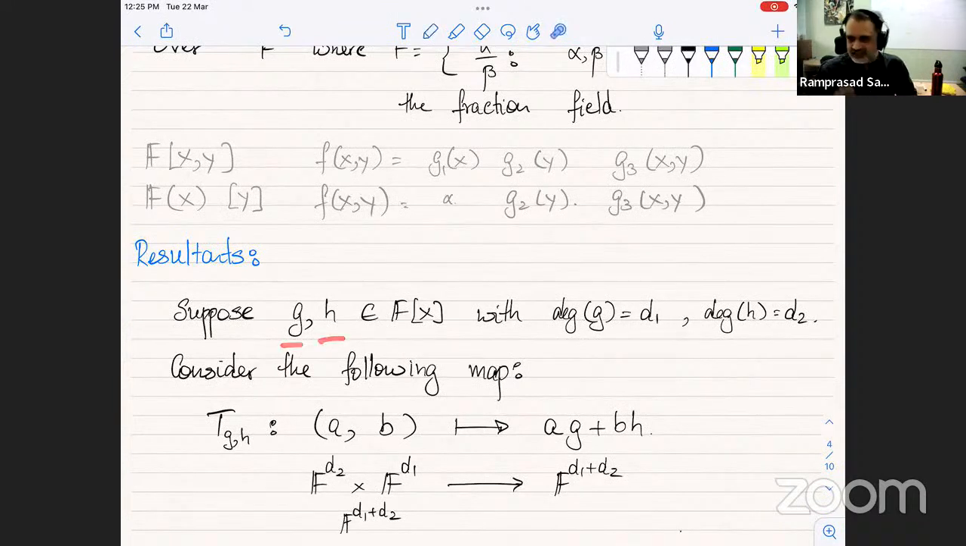I have two polynomials g and h, which are univariate polynomials over some field. Let's assume that the degree of g is some d1 and the degree of h is some d2. Now, what I want to do is consider the following map that takes a pair of polynomials a and b and returns the polynomial ag plus bh.